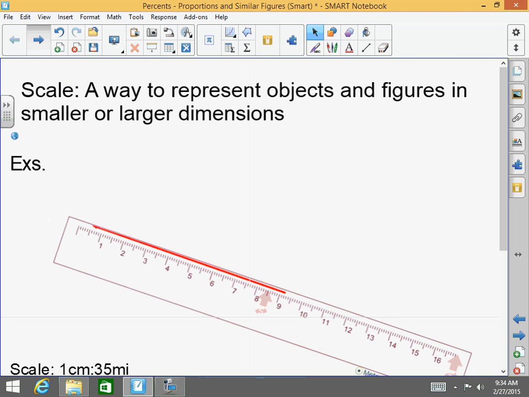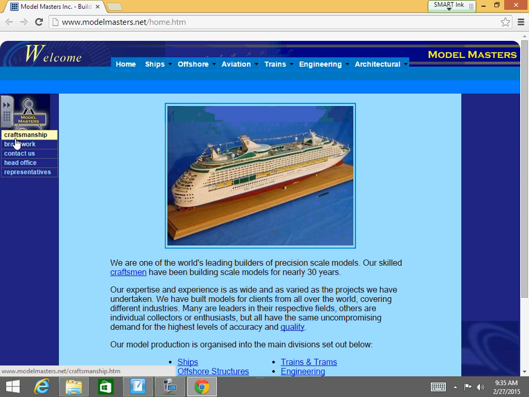Let's move on. Scale. Scale is a way to represent objects and figures in smaller or larger dimensions. Okay? The best way I can explain scale is with an example. Right here, what you have here is a scale model of a cruise ship. A cruise ship is enormous, right? It's very, very large. I wouldn't be able to fit a real cruise ship inside of this room, let alone a little picture frame like this.